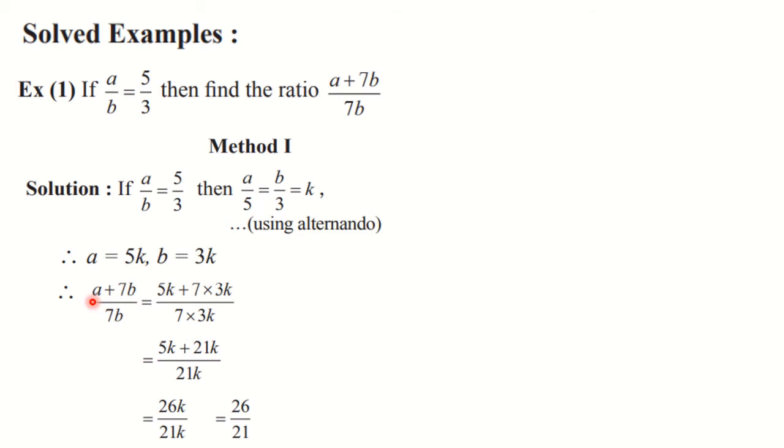Here in place of a you are going to write 5k and in place of b you are going to write 3k. Okay, so 5k plus 7 into 3k upon 7 into 3k. So 5k plus 7 3s are 21k here and down also 21k. So when you add these, you are going to get 26k upon 21k. And here you can cut k and k from both the sides and the answer is 26 upon 21.